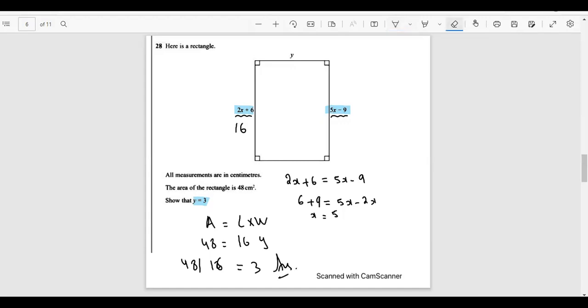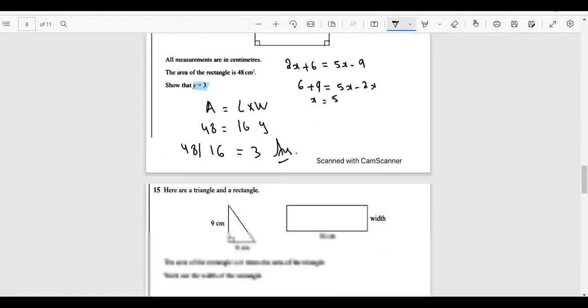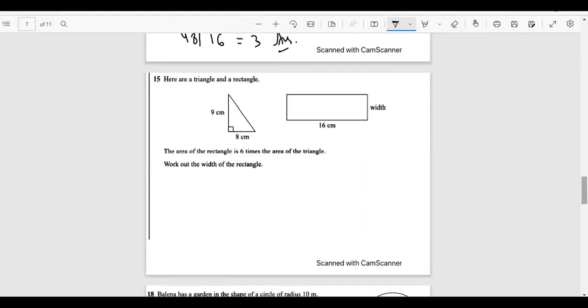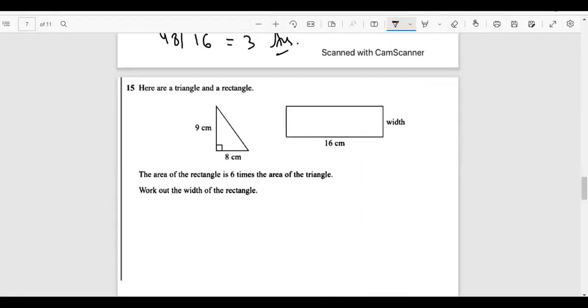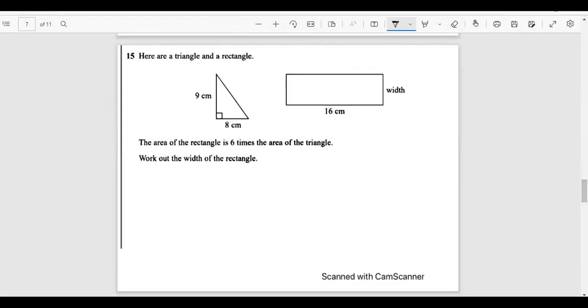Very good. So were you able to understand it easily? Yeah. Okay, perfect. So let's talk about the next one. Now it says here are a triangle and a rectangle. The area of the rectangle is 6 times the area of the triangle. Work out the width of the rectangle.